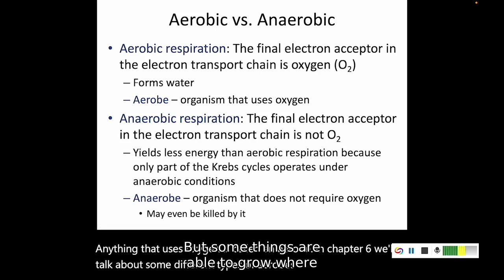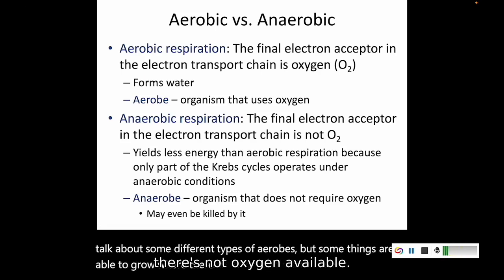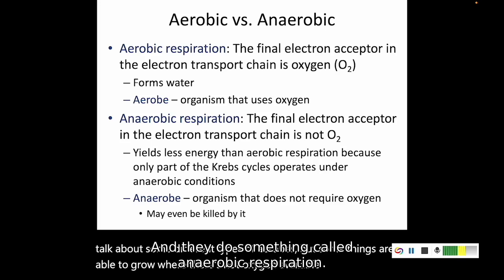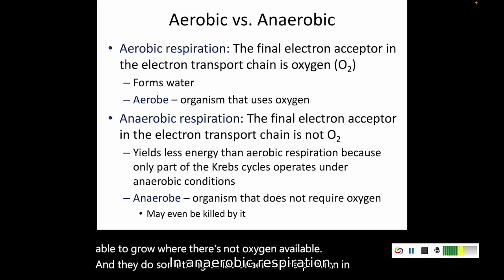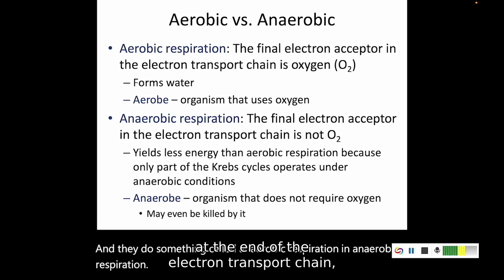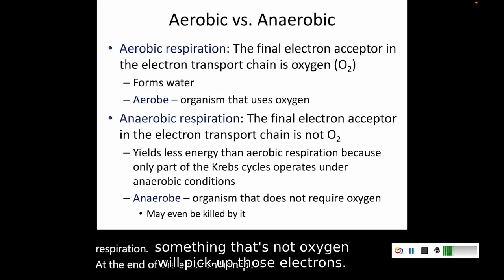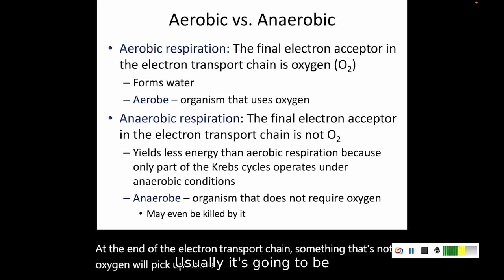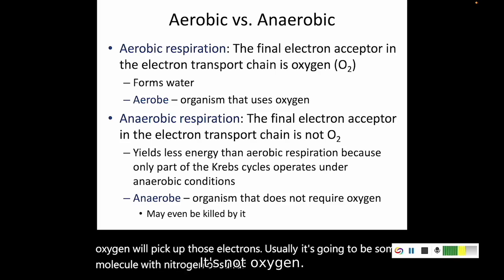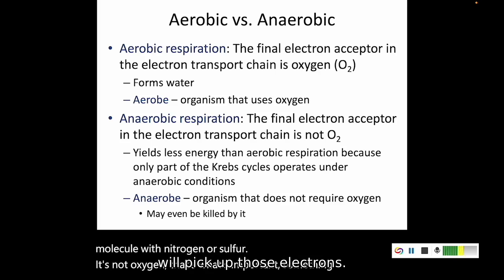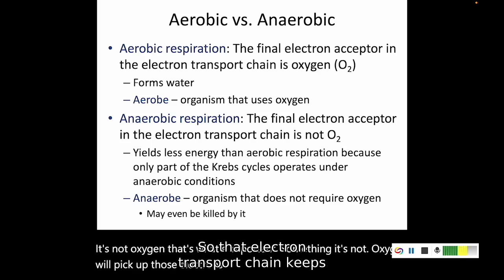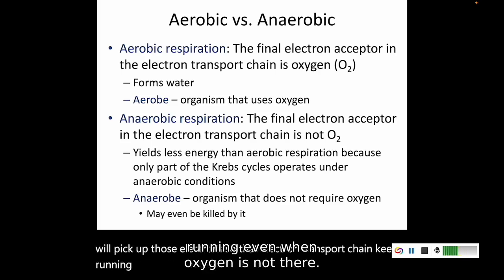But some things are able to grow where there's not oxygen available. And they do something called anaerobic respiration. In anaerobic respiration, at the end of the electron transport chain, something that's not oxygen will pick up those electrons. Usually it's going to be some molecule with nitrogen or sulfur. It's not oxygen. That's what's important. Something that's not oxygen will pick up those electrons. So that electron transport chain keeps running even when oxygen's not there.